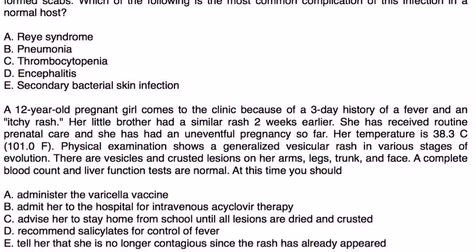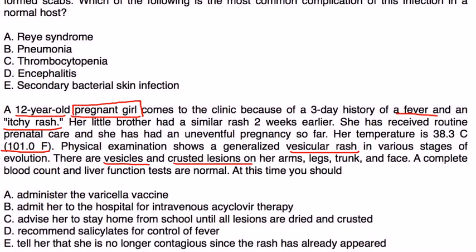And finally, a 12-year-old pregnant girl comes to the clinic because of a 3-day history of fever and itchy rash. Her little brother had a similar rash 2 weeks earlier. She has received routine prenatal care, and she has had an uneventful pregnancy so far. Temperature is 101. Physical exam shows a generalized vesicular rash in various stages of evolution. There are vesicles and encrusted lesions on her arms, legs, trunk, and face. A complete blood count and liver function tests are normal. At this time, you should.